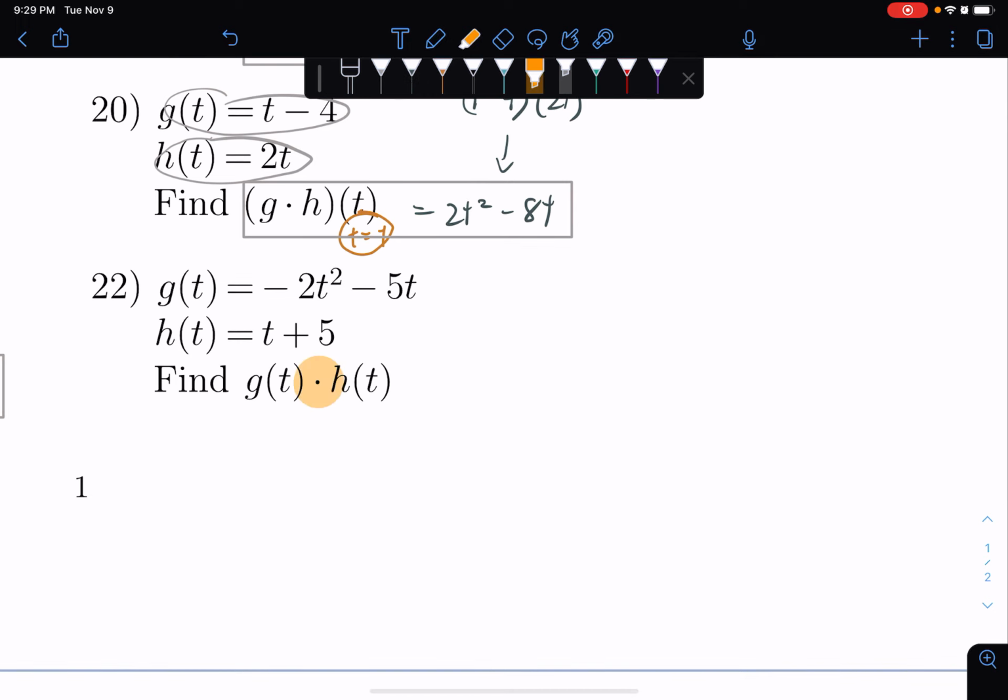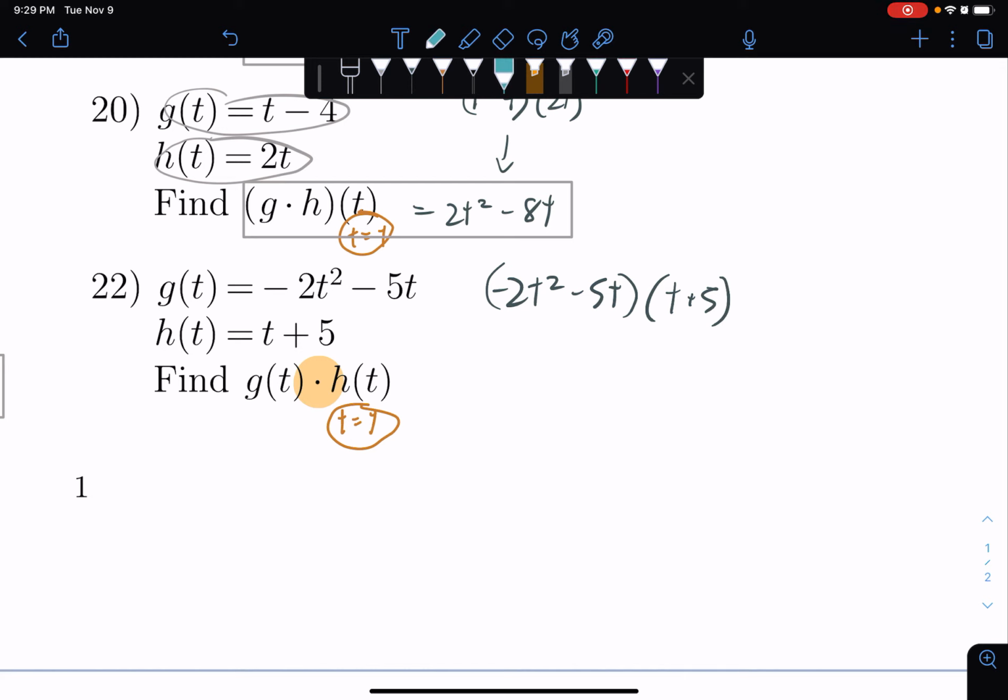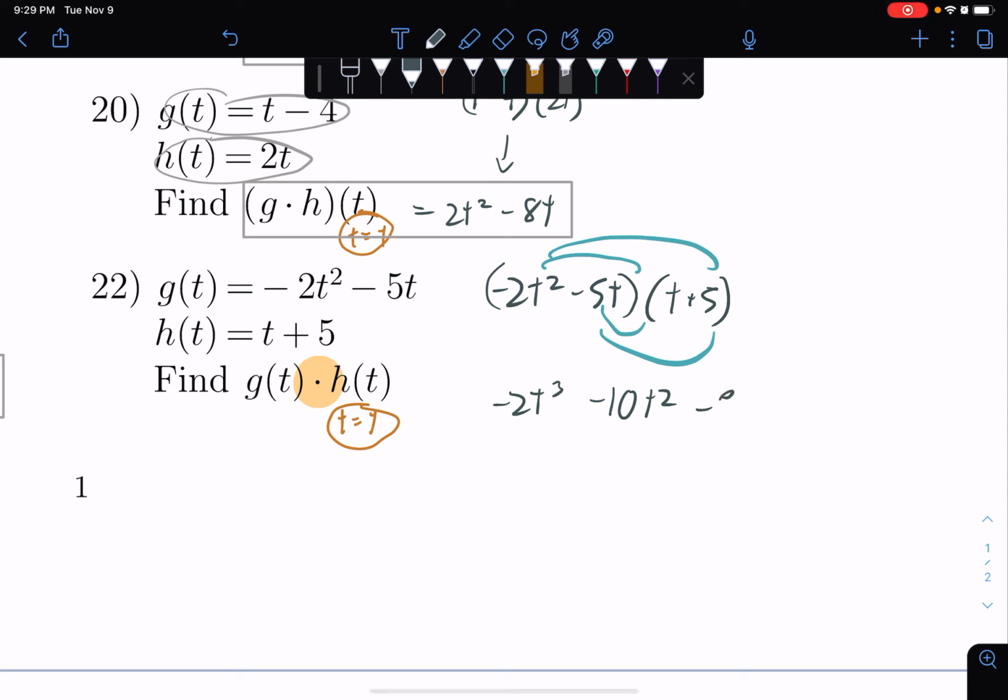So still, for the last problem, I can't believe it's still multiplication, but it's still multiplication, whatever happens. Can't change that. It's beyond our ability. G of t, so negative 2t raised to 2 minus 5t times the quantity t plus 5, which is the h of t. So again, FOIL method. Negative 2t raised to 3 minus 10t raised to 2 minus 5t raised to 2 minus 25t.